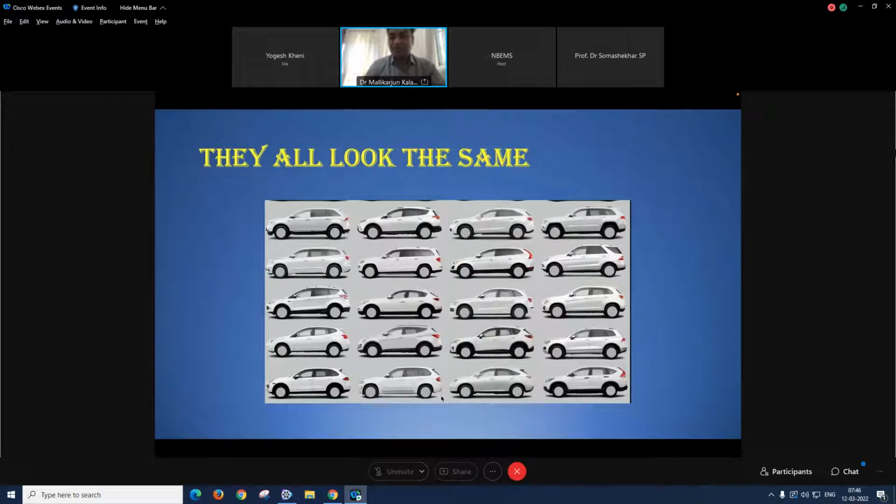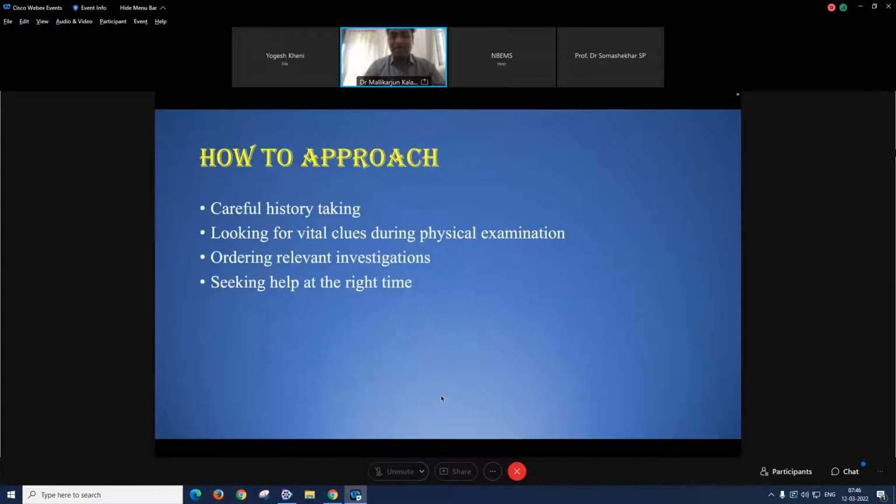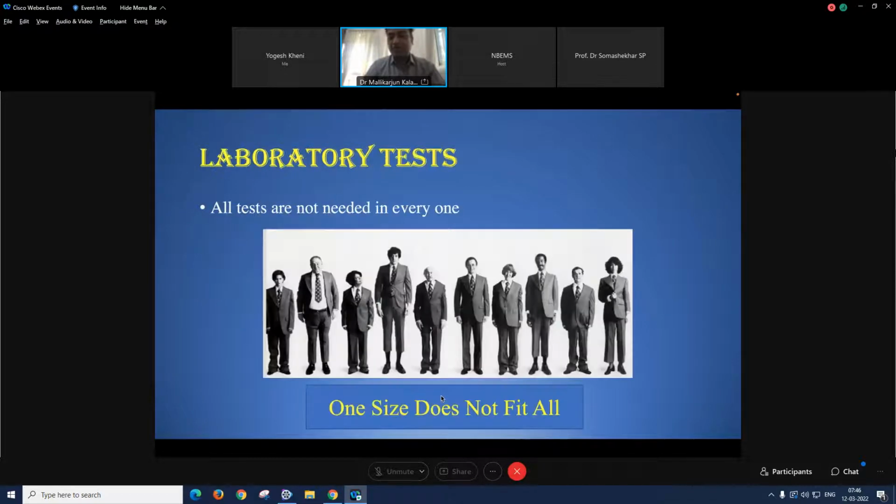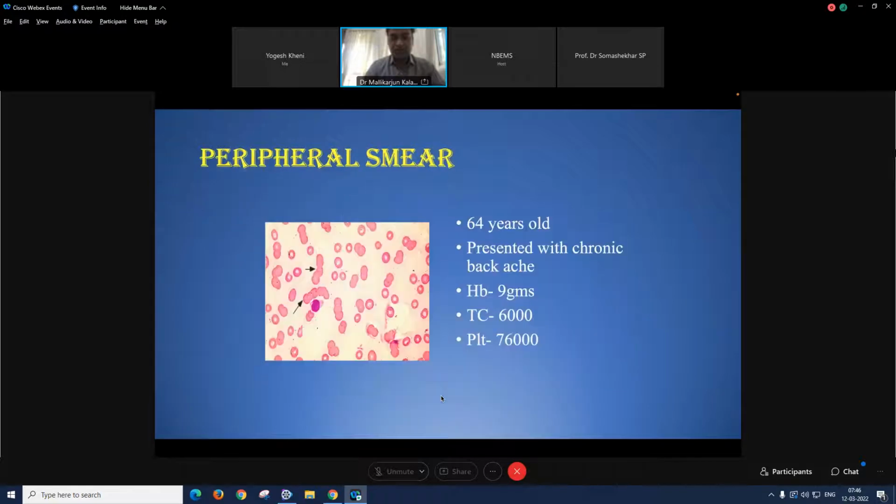All thrombocytopenias look the same, but by careful history taking, looking at the vital clues during the physical examination, ordering relevant investigations, and perhaps seeking help at the right time, one could come to a diagnosis sooner, so that treatment of the patient becomes simple and surgery goes smoothly.